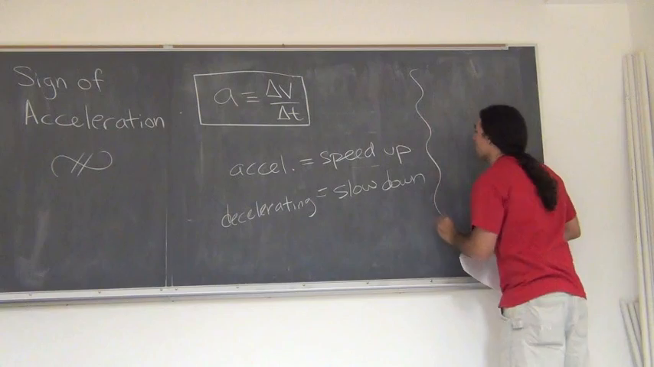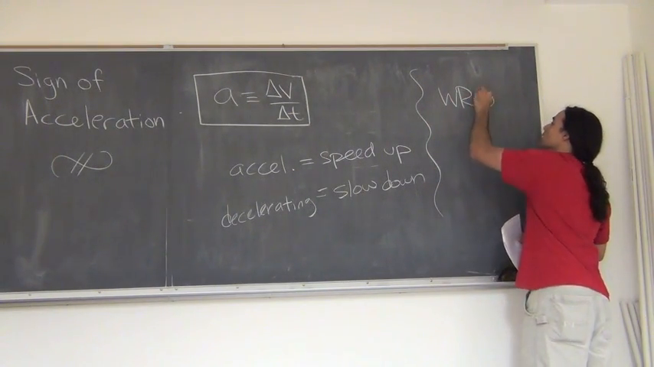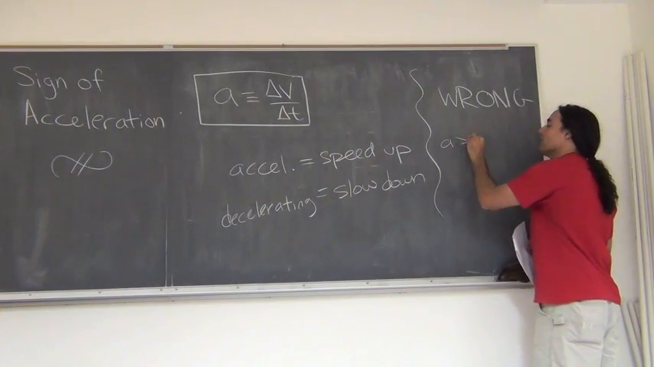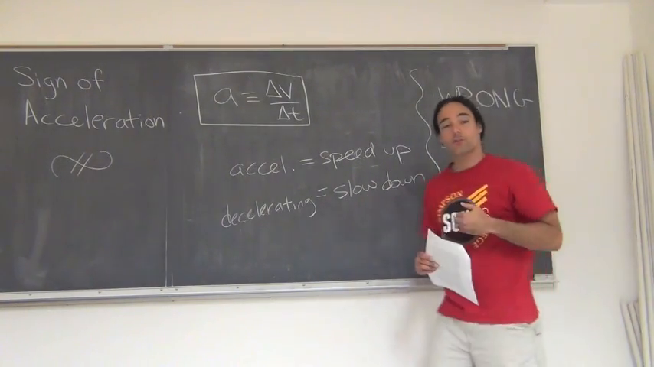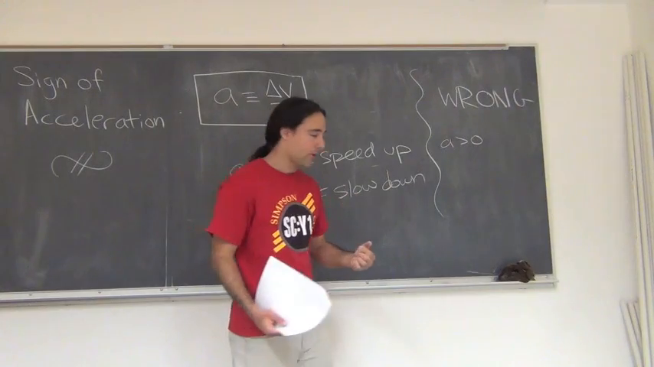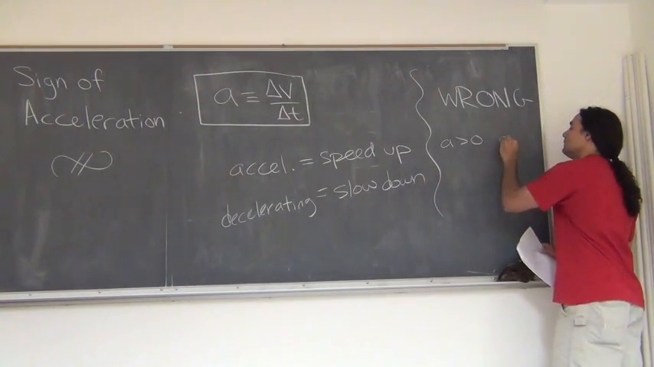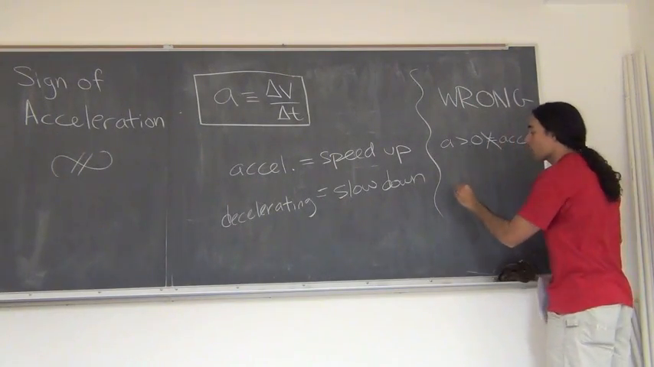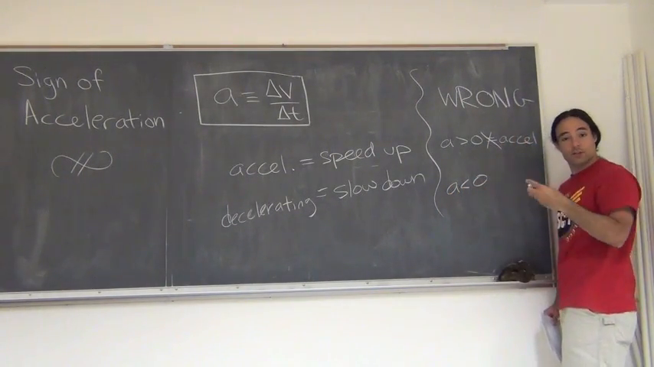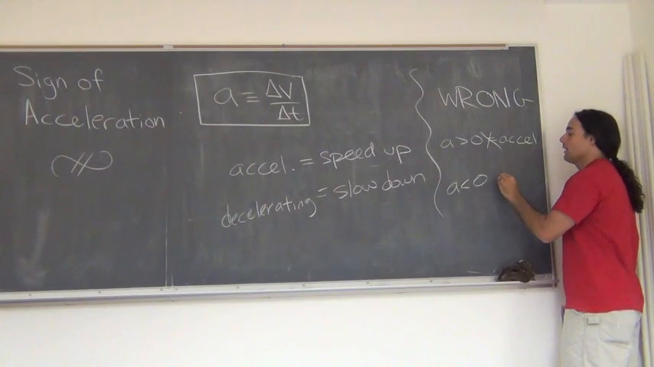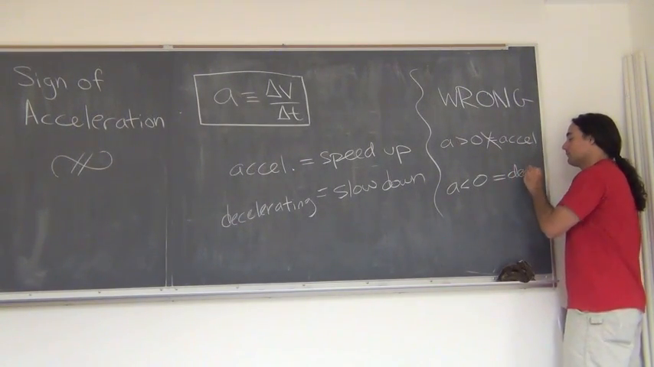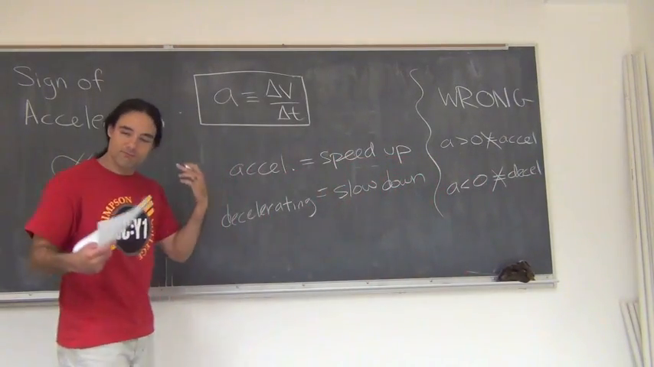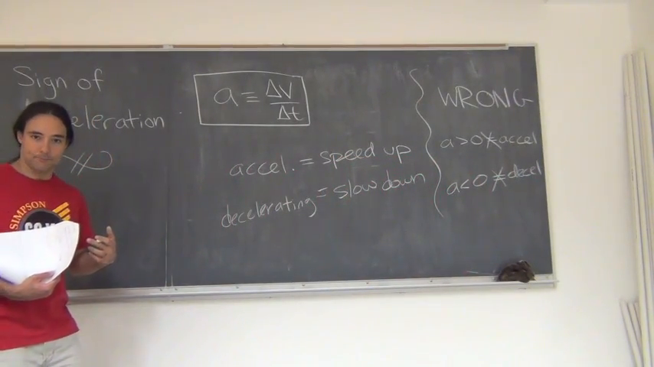So it is wrong, I'll put this in big letters. It is wrong to say positive accelerations, accelerations greater than 0, mean that you're accelerating. This is wrong. Furthermore, it's wrong to say that a negative acceleration, an acceleration less than 0, means that you're decelerating. Acceleration is fundamentally just a different quantity than that.